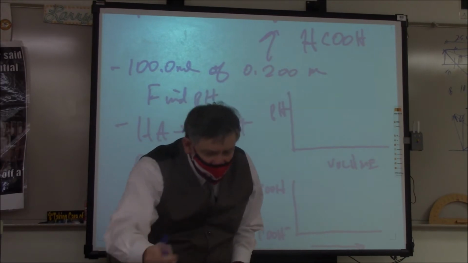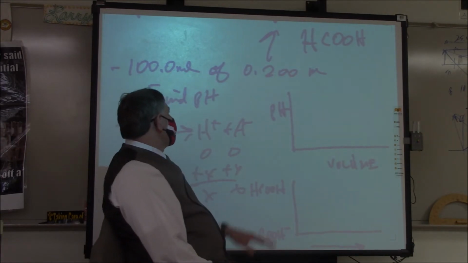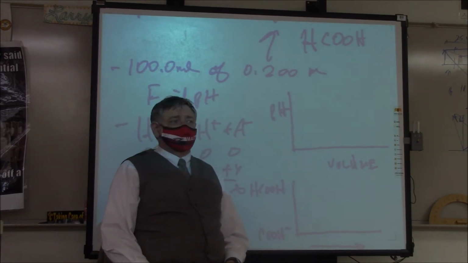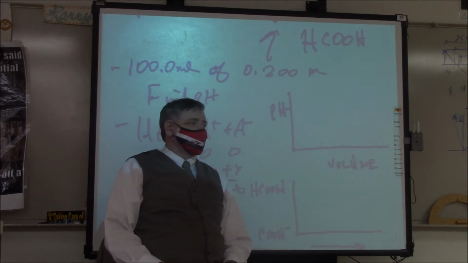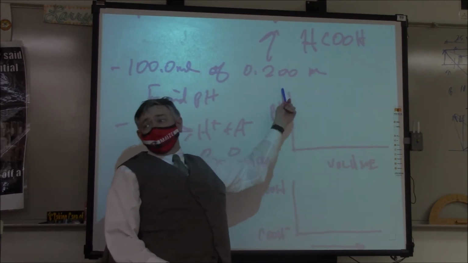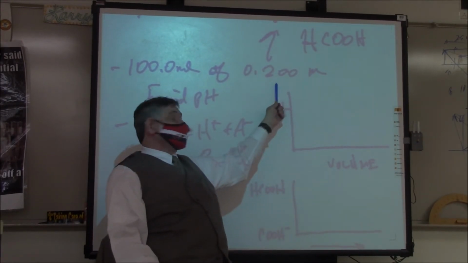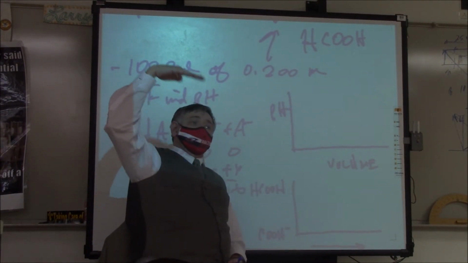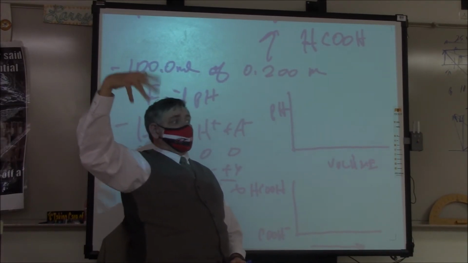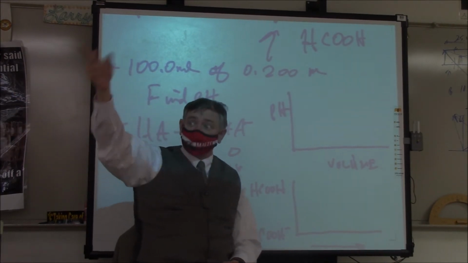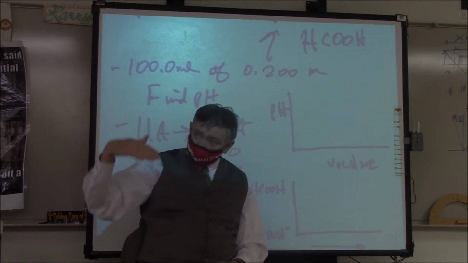If this had been a strong acid, how would I get the initial pH? If it had been a 0.2 molar solution of a strong acid, negative log of the concentration. Yeah, I just have to take the negative log of 0.2 because it would fully ionize. Would that have put it at a higher or lower initial pH? Lower, because you're taking the negative log of a bigger number. So that's the dichotomy: negative log of a bigger number produces a lower pH.